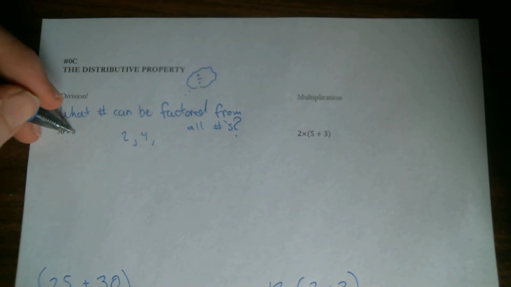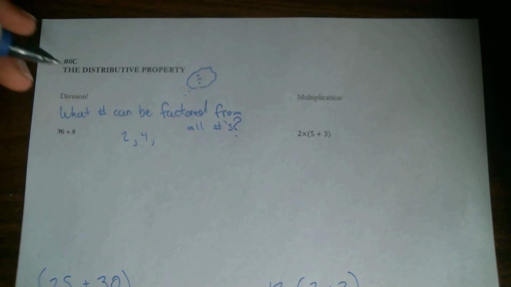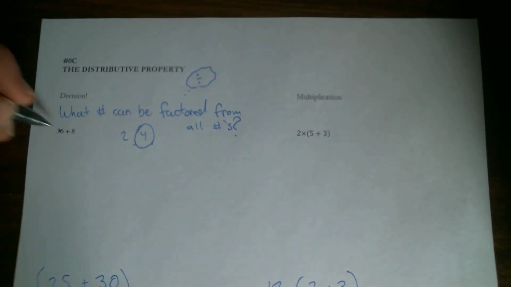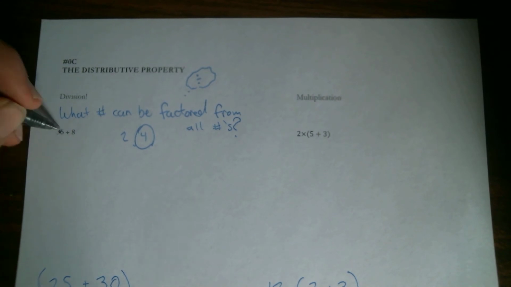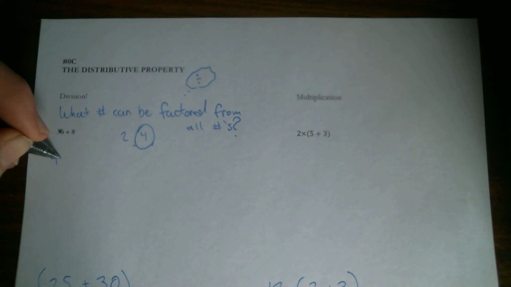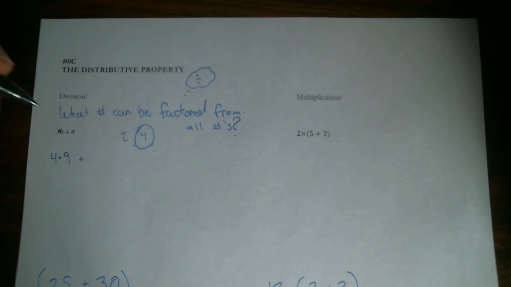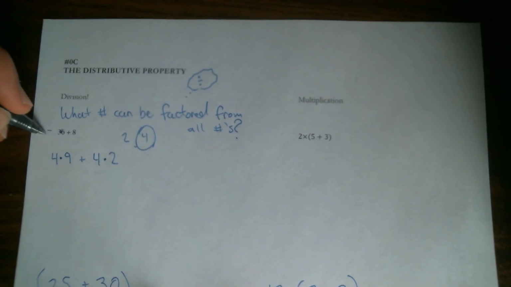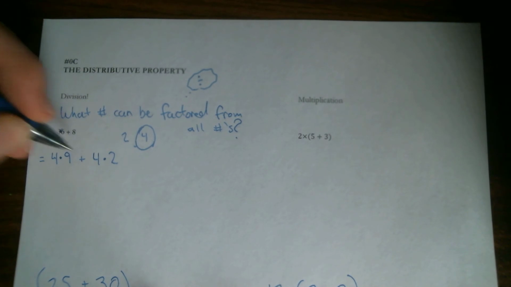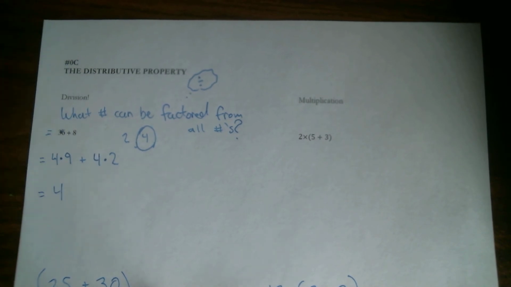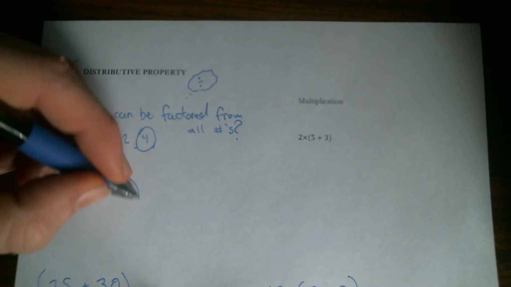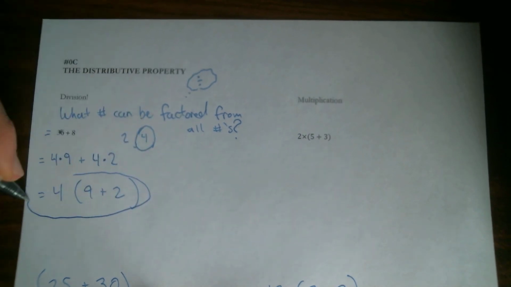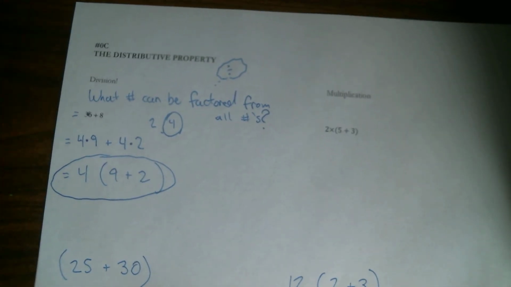36 divided by 4 is 9. 8 divided by 4 is 2. 6 doesn't work, and 8 doesn't work. So I'm going to go with 4. I'm going to factor out the biggest possible number. What's 36 divided by 4? It's 9. So I think of it as 9 times 4 plus, what's 8 divided by 4? 4 times 2. Now the way I use the distributive property is I take this number that I've factored out, this 4, and multiply it by 9 and 2. So this is what it looks like to factor something out using division, using the distributive property.